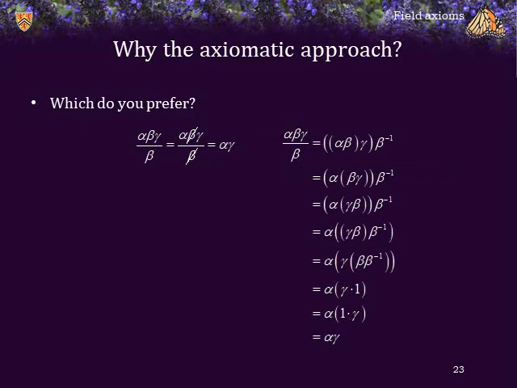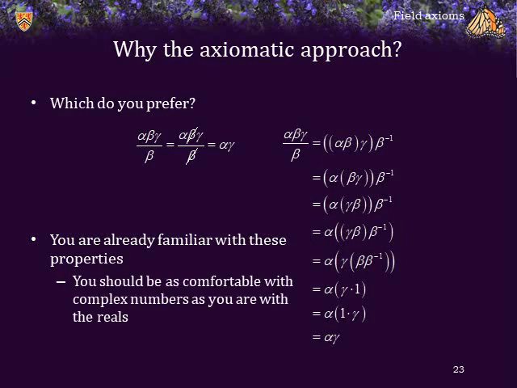Now, the question is, what do you prefer? Do you prefer the approach you saw in high school, such as on the left-hand side, or the axiomatic approach on the right-hand side? It doesn't take much to realize that you probably prefer what's happening on the left-hand side, and that's what you will need in this class. You will never be asked to derive the proof using the axiomatic approach for real numbers, or fields in general. You're familiar with these properties, you're going to use them, and when you get to complex numbers, you're going to use those same properties, and you should be using them as if you were using them with real numbers.